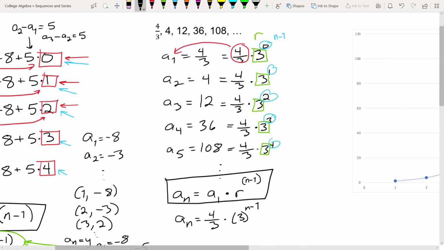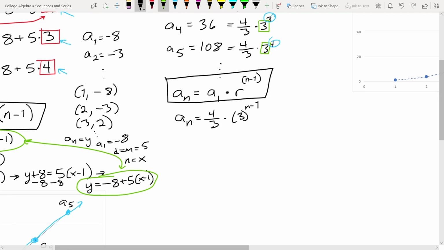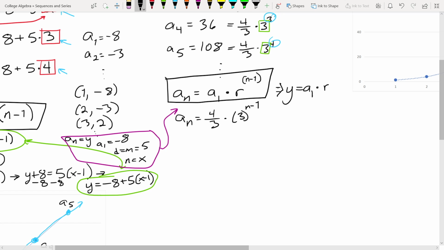Okay, we can show this quite simply by taking the same kind of ideas for the linear function here and plugging them into our general term. This really becomes y equals a1 times r to the x minus 1. It's a type of exponential function, where r is the base of the exponential function and a1 is kind of like the starting point, the starting adjustment.